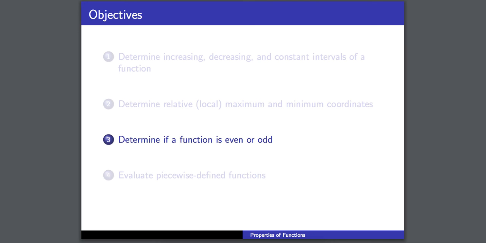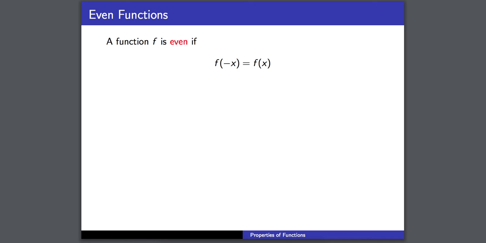Okay, in this video, we're going to determine whether or not a function is even or odd. A function is even if we take the input values and see what we get, and then we take the opposite of those input values. If we get the exact same results as before, then the function is even. So that's what this f of negative x equals f of x is.